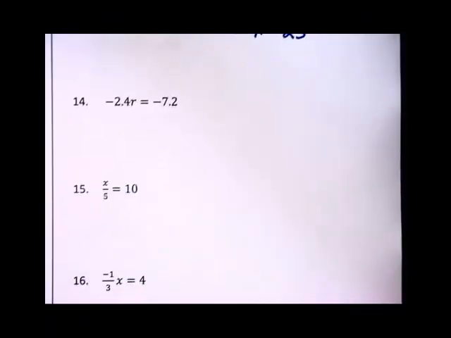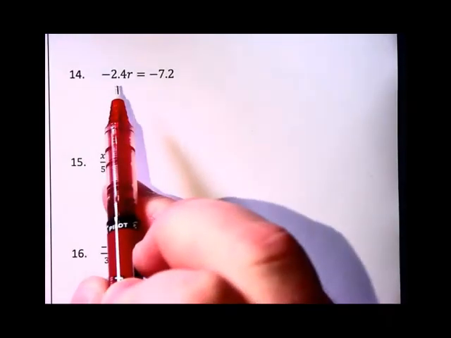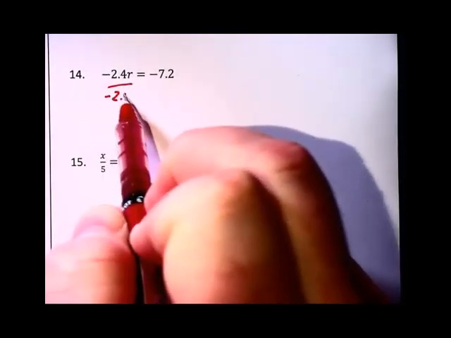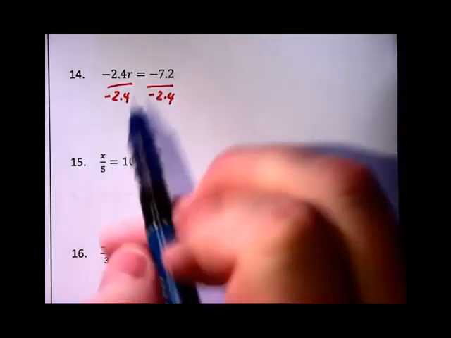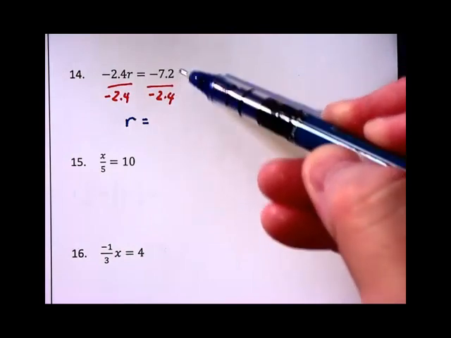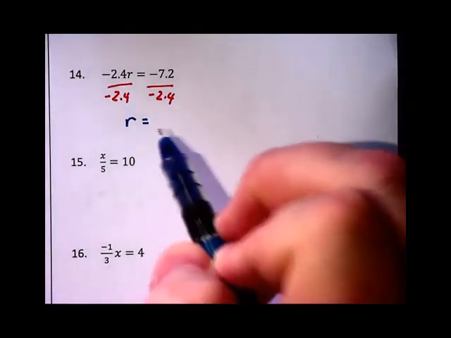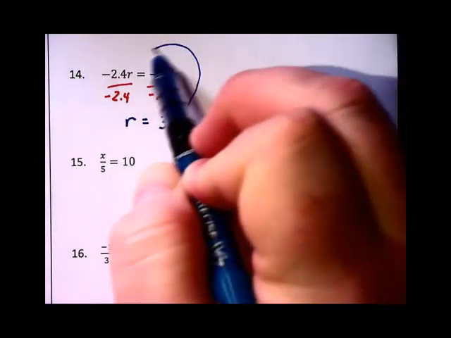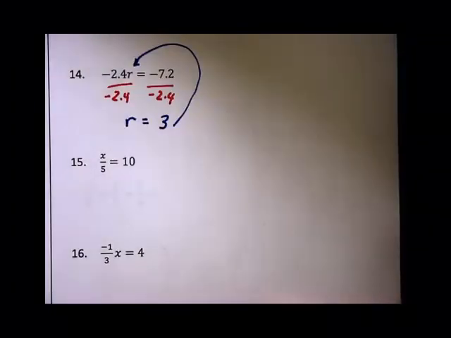Okay, moving on here. Let's line that up neatly. We see negative 2.4 times r. We want to divide by negative 2.4. And that just leaves the r by itself on the left, equals negative divided by negative is positive. Turns out that 2.4 goes into 7.2 3 times evenly. So substituting that back in, negative 2.4 times 3 does make the negative 7.2.